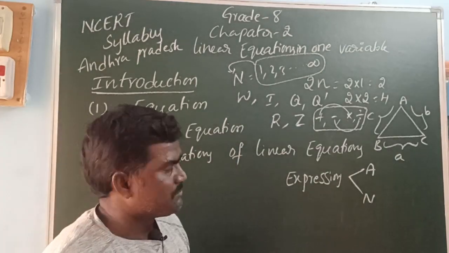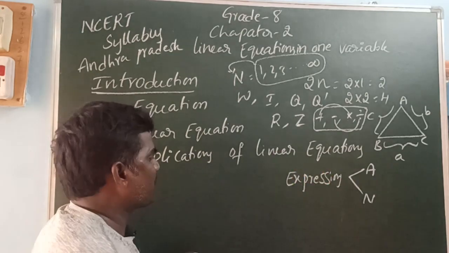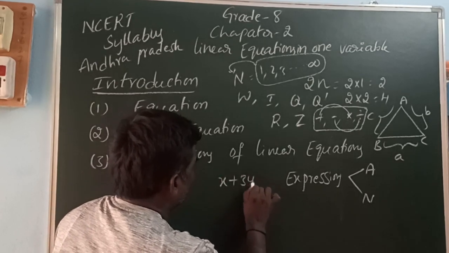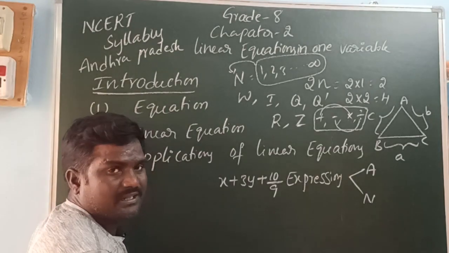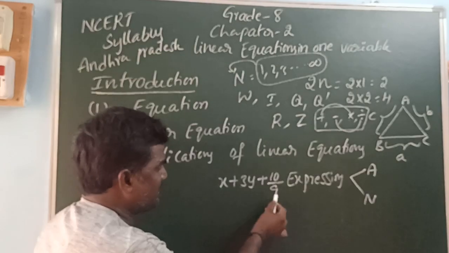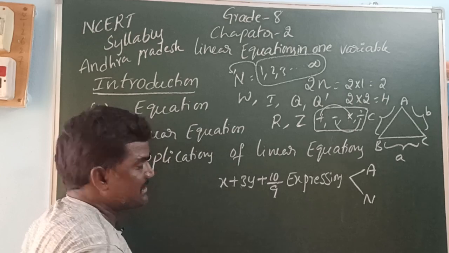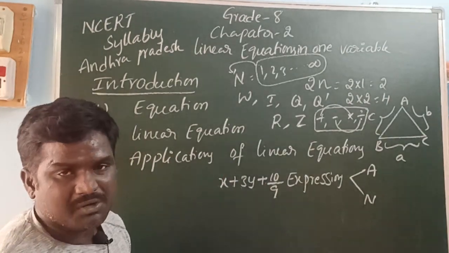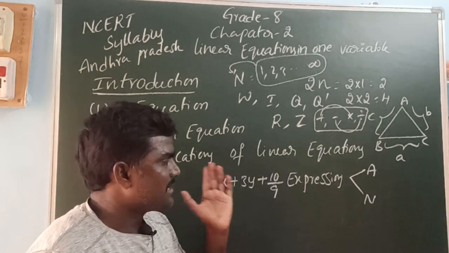Okay, expression means what? Variables or constants or both with the combination of binary operations. That means here we take x plus 3y plus 10 by 9. Here what are the variables? x, y. Constants what here? 3, 10, 9. Binary operations what here? Plus, by, and 3y means 3 into y. Okay, so expression means variables or constants or both with the combination of binary operations, that is called expression.